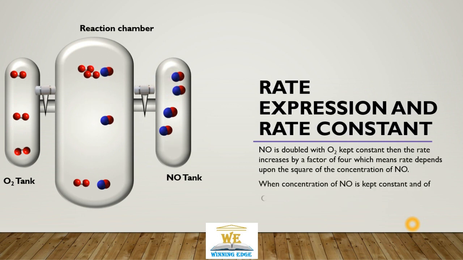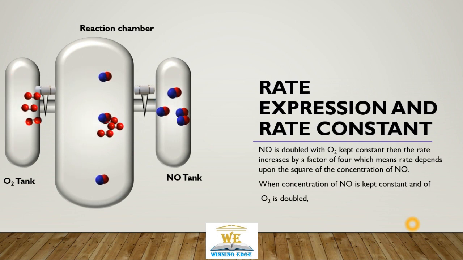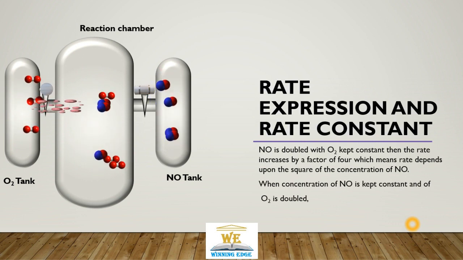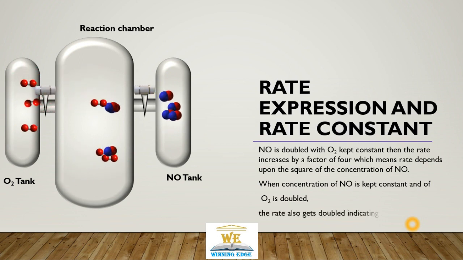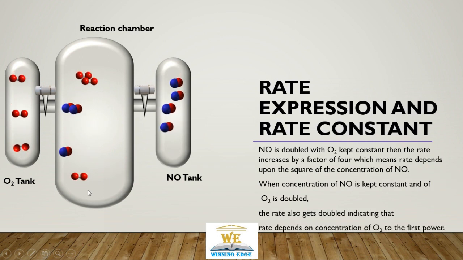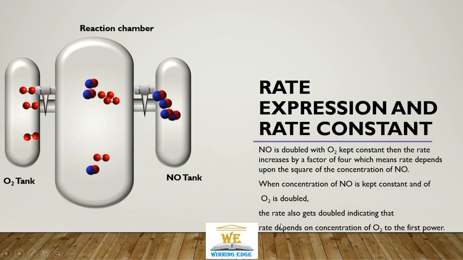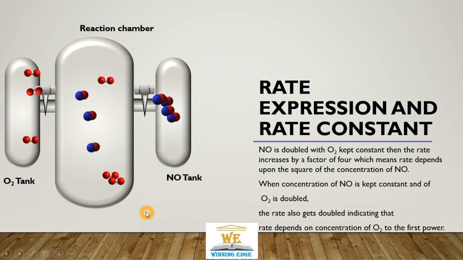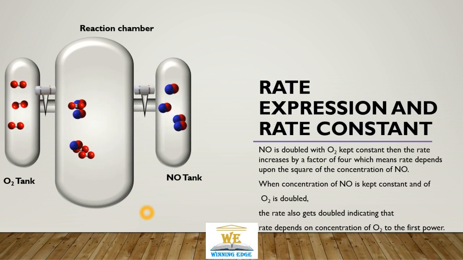In another experiment, we kept the nitric oxide concentration constant and the oxygen concentration was doubled. The supply of oxygen was doubled. What we saw is that the rate of reaction got doubled, which means we doubled the oxygen concentration in the reaction mixture, and the reaction rate has gone up 2 times. It means it depends upon a single power.